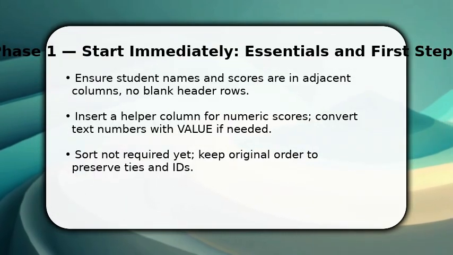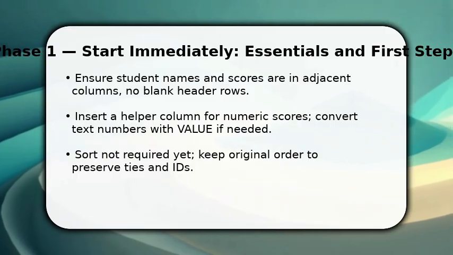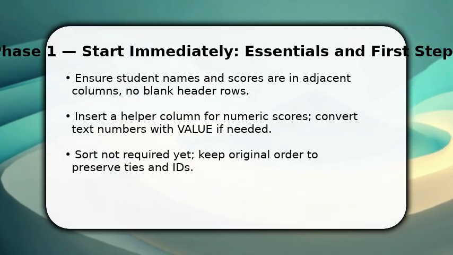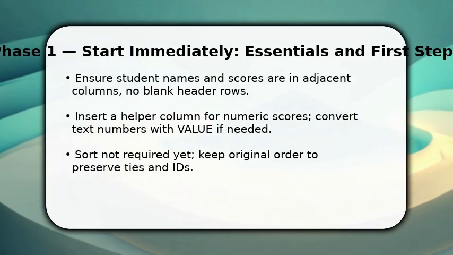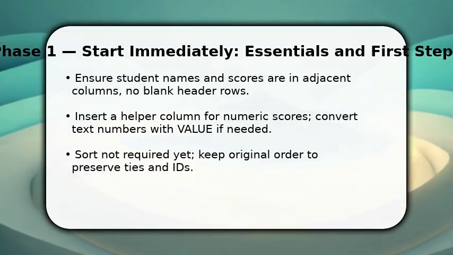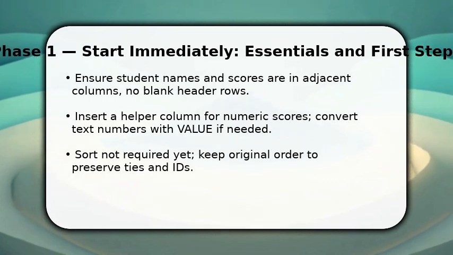Once done, remove stray spaces with TRIM. This avoids mismatched lookups. Make sure there are no merged cells in the range. You do this now because accurate numeric types and clean text prevent ranking errors later. So take these quick steps before any formulas.